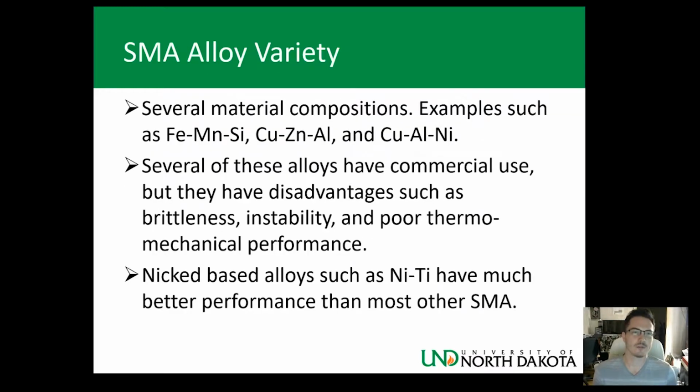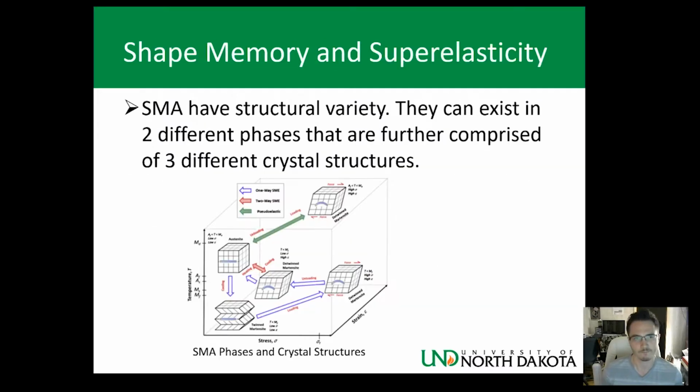So there are several alloys for SMA. There's iron, manganese, silicon, copper, zinc, aluminum, and copper, aluminum, nickel. And all of these alloys have commercial uses, but they have disadvantages like brittleness, instability, and poor thermomechanical performance. So by far the one that's used the most is a nickel-based alloy, NiTi. It's nickel titanium, and it has a lot better performance in a lot of ways than other SMAs. Certain SMAs have a unique niche where they fit the best, but the nickel titanium alloy has the most broad range of uses, and it's by far the most common alloy.